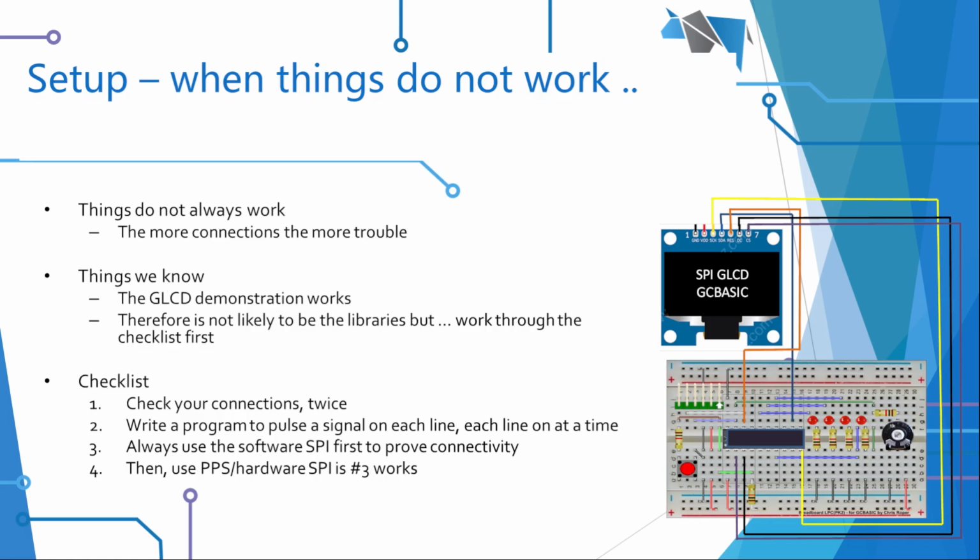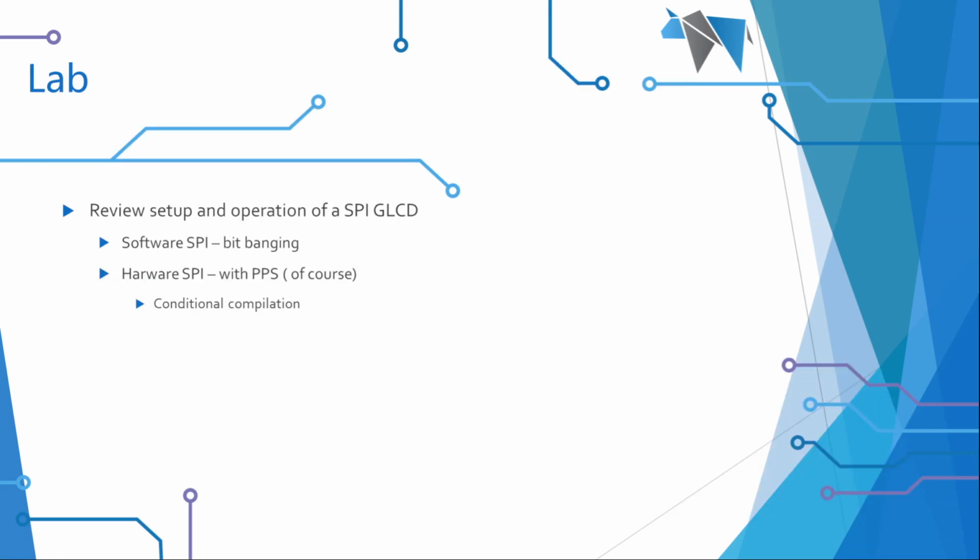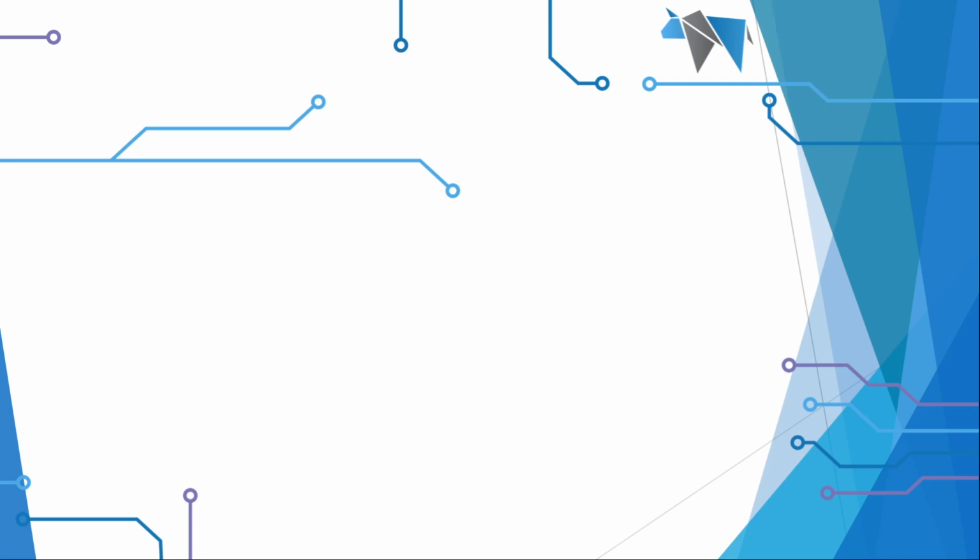Checklist, use it. So what we're going to do is have a look at an operation of a GLCD. We're going to look at software SPI and then look at hardware SPI using, of course, PPS. And I'm going to show you something called conditional compilation, what happens when you do different things. Okay, let's have a little look, go back to where we were before.